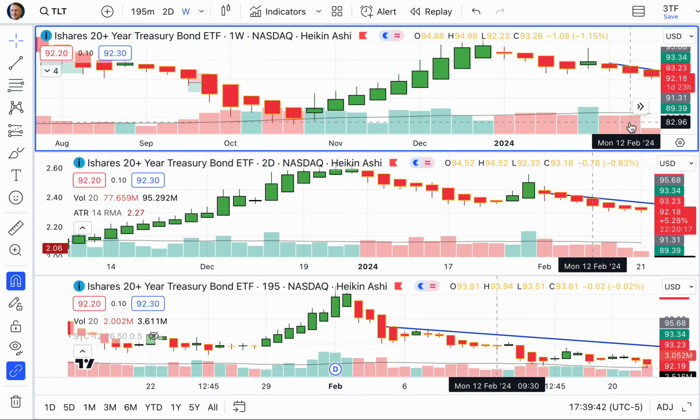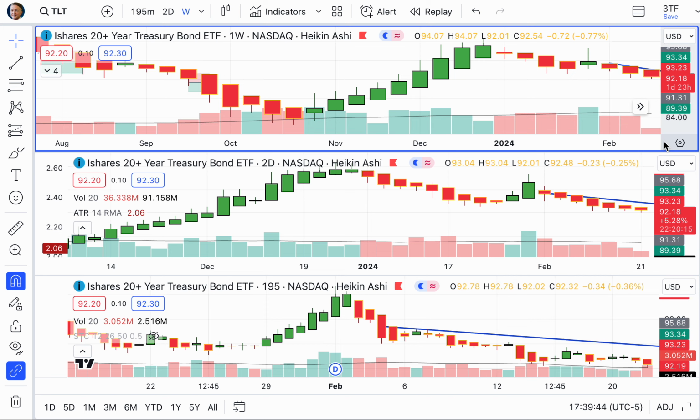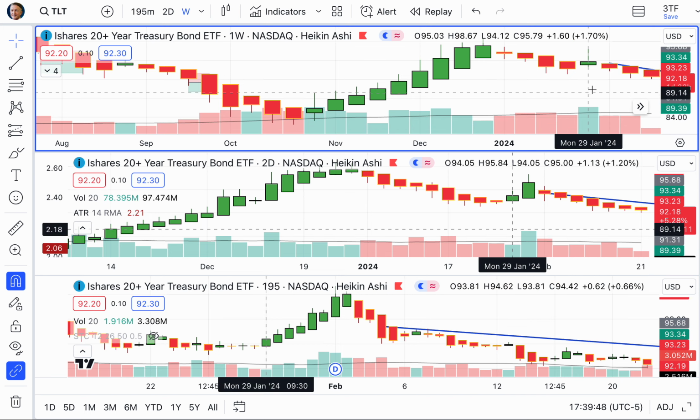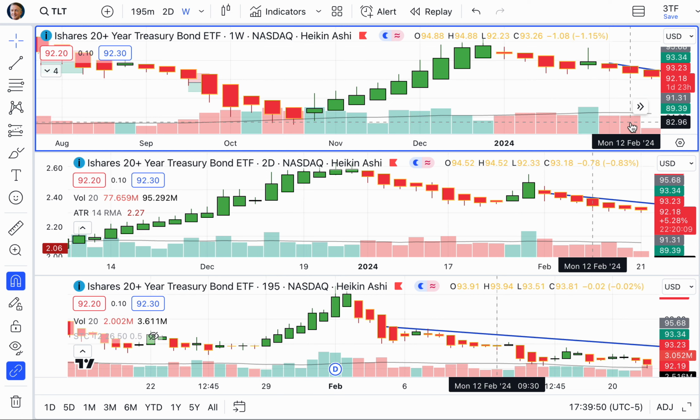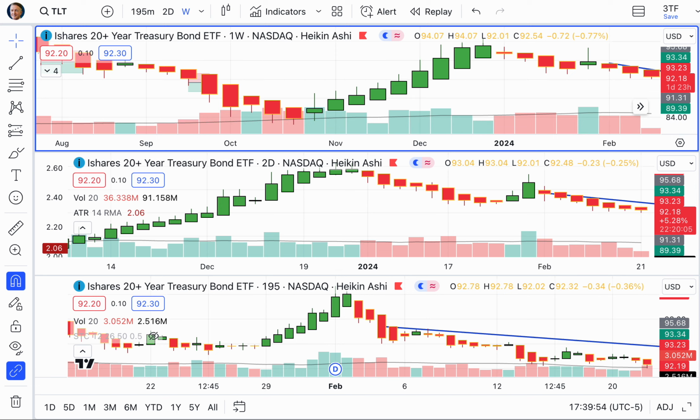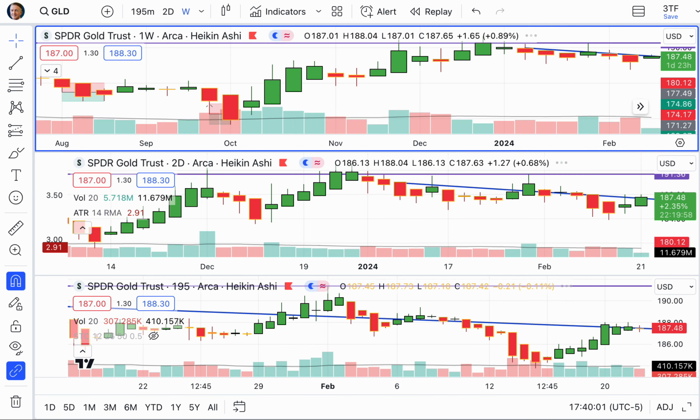It'd be nice if it moved down with high volume, which it did not, which of course makes you feel safer when you see a failure and capitulation and lots of volume, which we didn't see. But it is moving in the right direction, which is the direction of the weekly chart, which is down 0.17% for the day. Now, gold, just about flat.